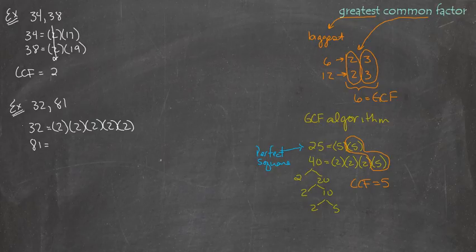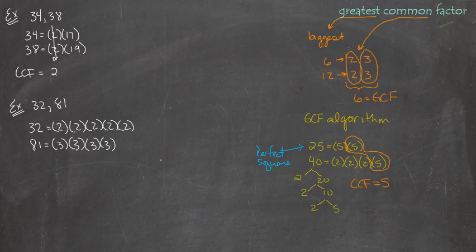Let's look at the prime factorization of 81. The smallest prime I can divide 81 by is 3, which leaves 27. 27 divides by 3, leaving 9, which divides by 3, leaving 3, and 3 is prime. 3 times 3 is 9, times 3 is 27, times 3 is 81. Now I just have to draw my line through the common shared factors. Look at this, I don't have any.